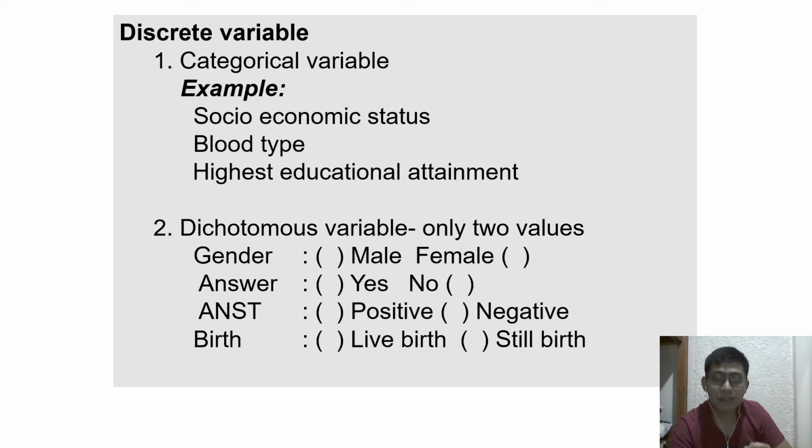Discrete variable is subcategorized by categorical variable. It is more on the socioeconomic status. Is it low income, middle income? Blood type, if you are A, B, O. Dichotomous variable has only 2 values, male, female, true or false. Answers yes or no.